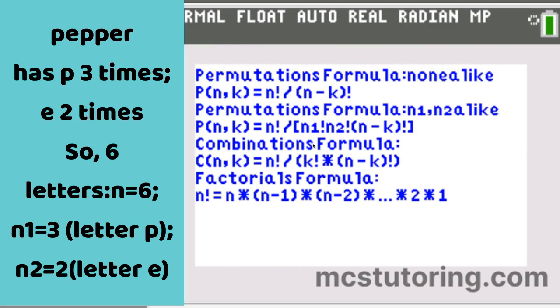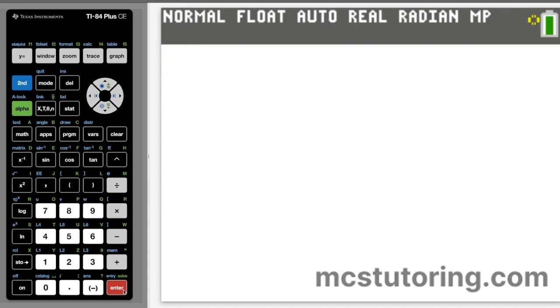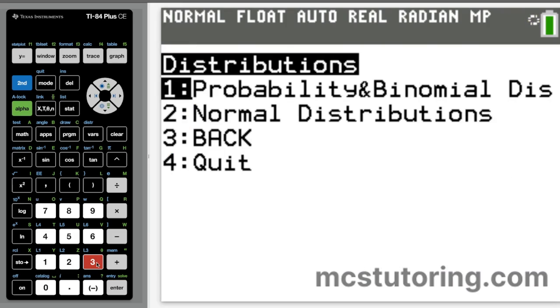Combinations formula, we have C of n comma k is n factorial divided by, and this whole quantity, k factorial times n minus k factorial. So let's say we did 5 comma 3, n is 5, so it'd be 5 factorial over 3 factorial times 2 factorial, because 5 minus 3 would be 2. We go on. We talk about distributions. We have probability and binomial distributions.